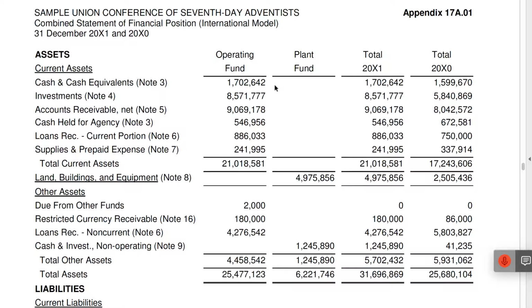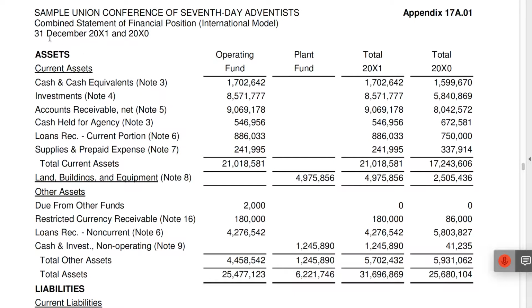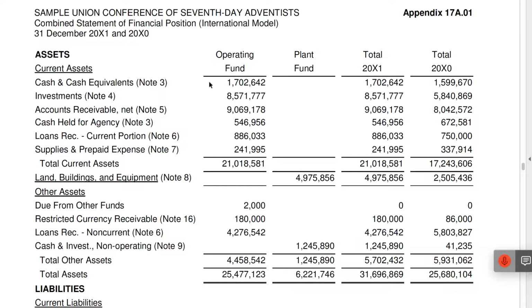That makes sense if the date were a point in time. Saying, for instance, for 2021, a year, I had $1,702,642 in the bank would not make any sense. The statement of financial position is as if on that day you would go and look at the bank balances at the bank and come up with that amount.